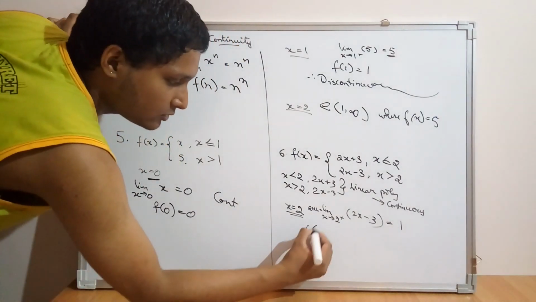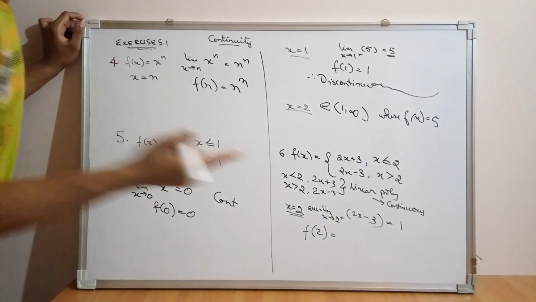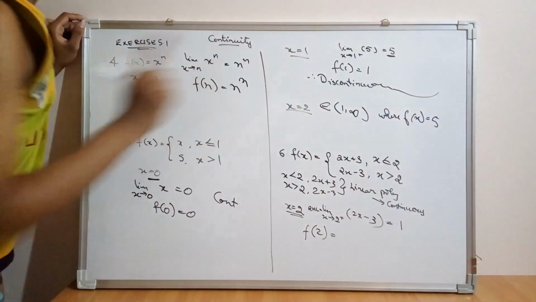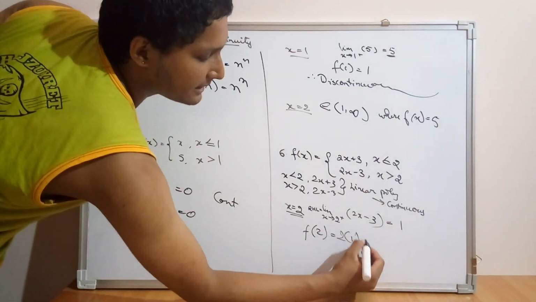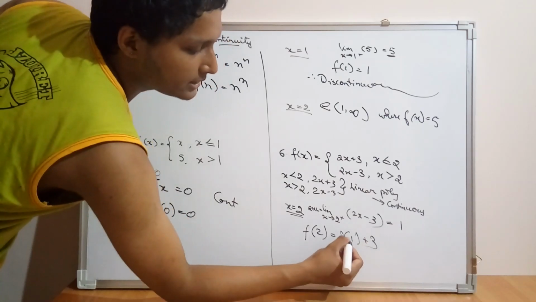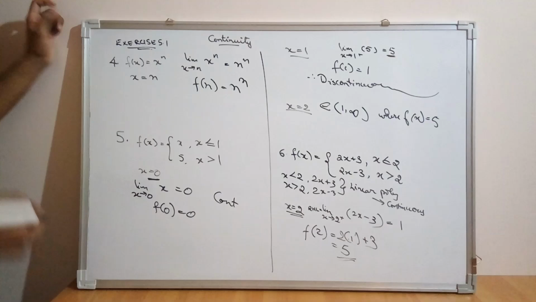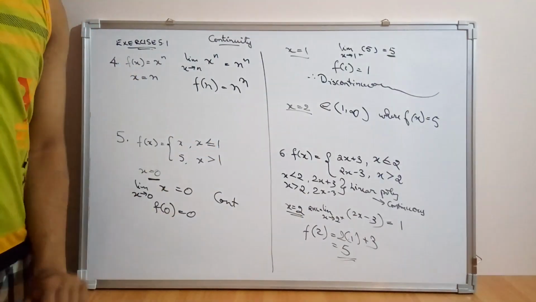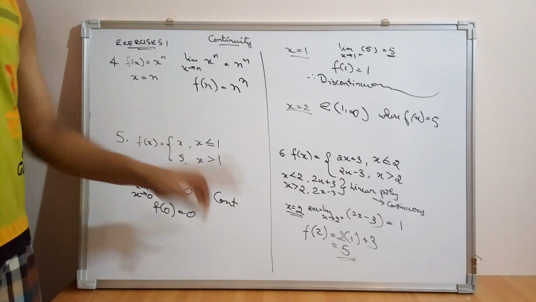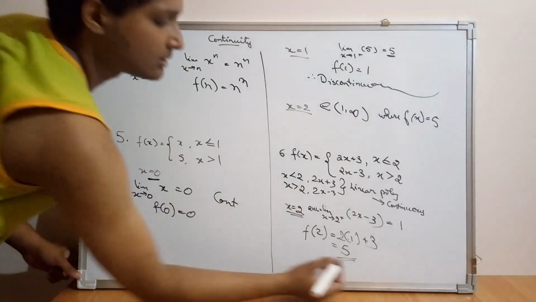Okay, now the value of f of 2. F of 2, when x is equal to 2, it goes to the first condition. That means I need to substitute 2 in place of x. So it is going to be 2x plus 3, that is 7. Since the value at that particular point is not equal to the right hand limit, therefore at that particular point it is discontinuous.